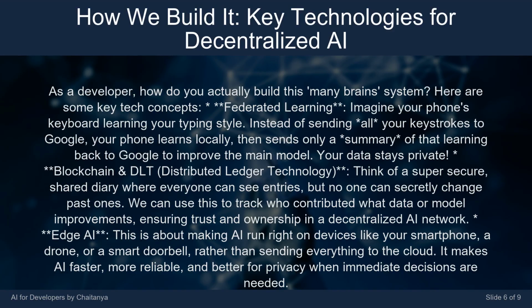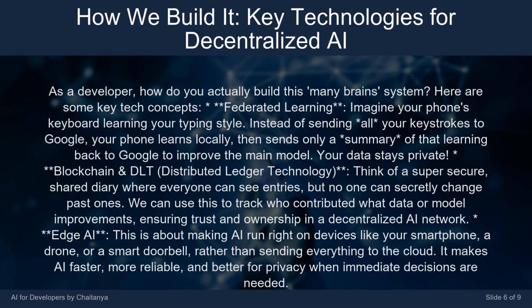Here are some key tech concepts. Federated learning. Imagine your phone's keyboard learning your typing style. Instead of sending all your keystrokes to Google, your phone learns locally, then sends only a summary of that learning back to Google to improve the main model. Your data stays private.